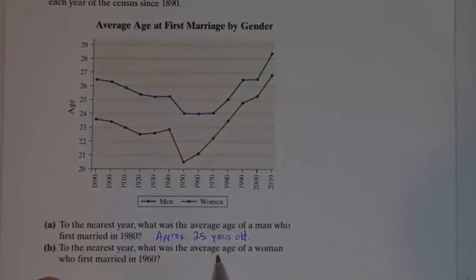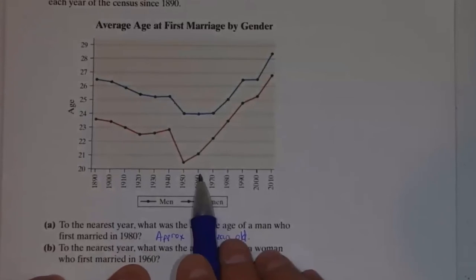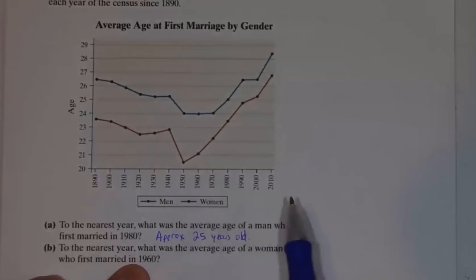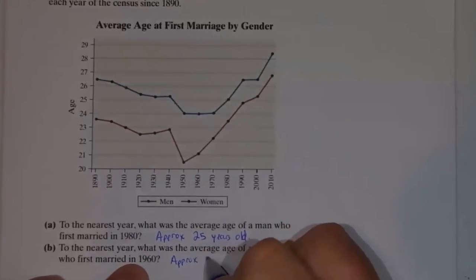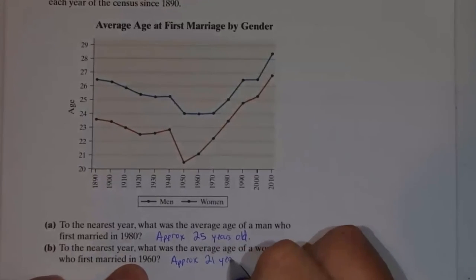To the nearest year, what was the average age of a woman who first married in 1960? So in 1960, we have the point here, and so that would have been around 21. So again, I would say approximately 21 years old.